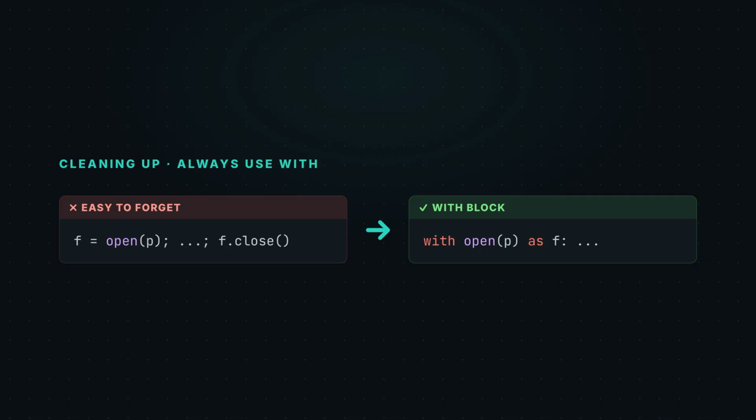And the resources, files, connections. The old way, you open it and must remember to close it. Forget, or hit an error first, and it leaks. The fix? A with block. It closes the file for you. Automatically, even if something goes wrong. Never manage that by hand again.